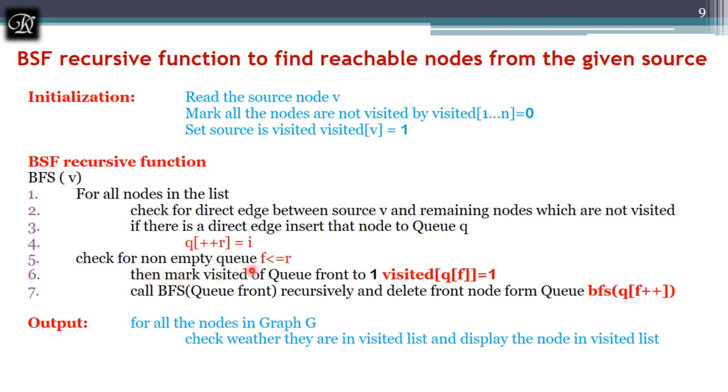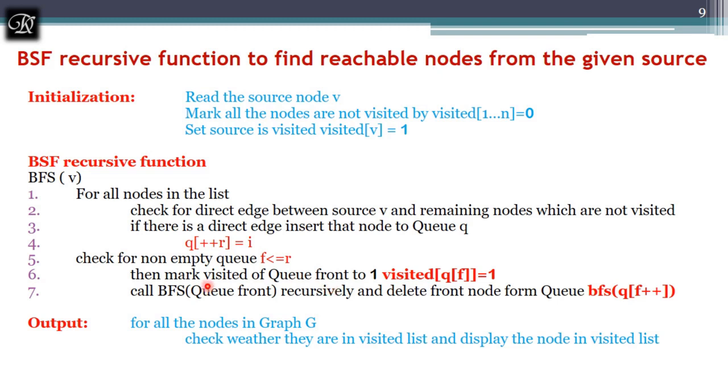Next, once this is done, check for a non-empty queue. All the elements have already been inserted into the queue, so I will go node by node and mark them as visited. It should be a non-empty queue; if it is an empty queue, this is going to be the end of the recursive function. If there is a non-empty queue, I will take the node from the front. You know how to remove an element from the queue. The insertion takes place from the rear, and the deletion takes place from the front.